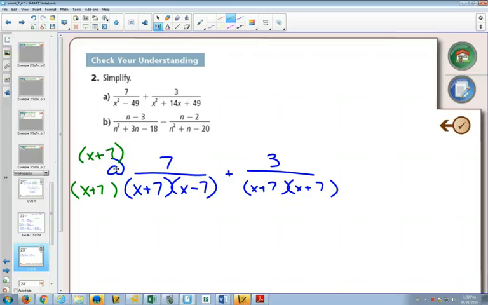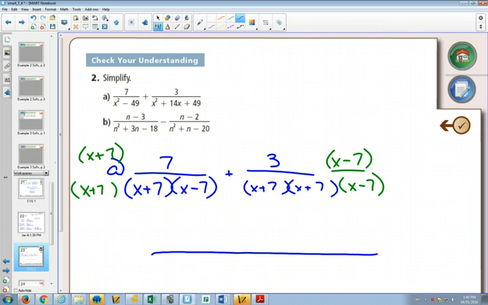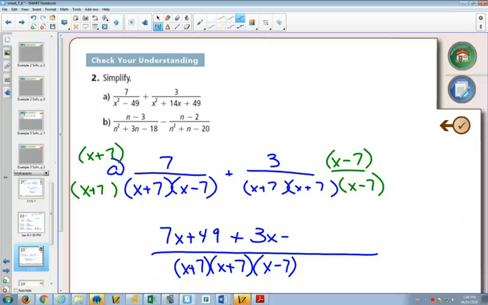In the second one, we're missing another x minus 7. So now we have a common denominator of x plus 7, x plus 7, and x minus 7. On the top, we're going to have 7x plus 49 plus 3x minus 21.